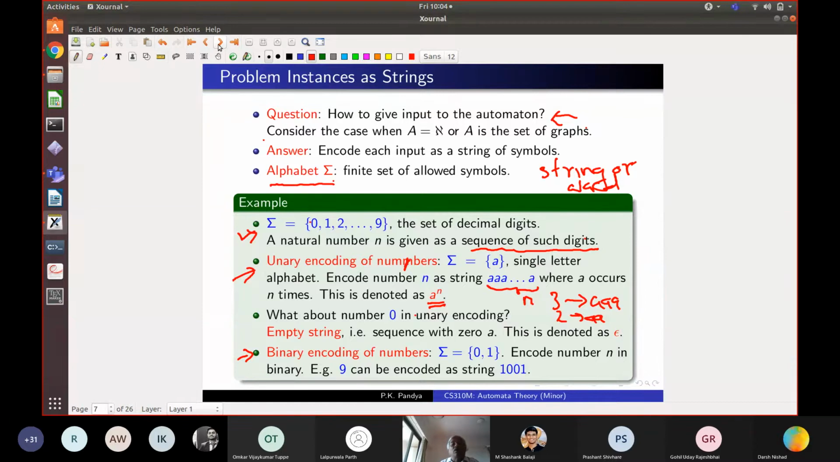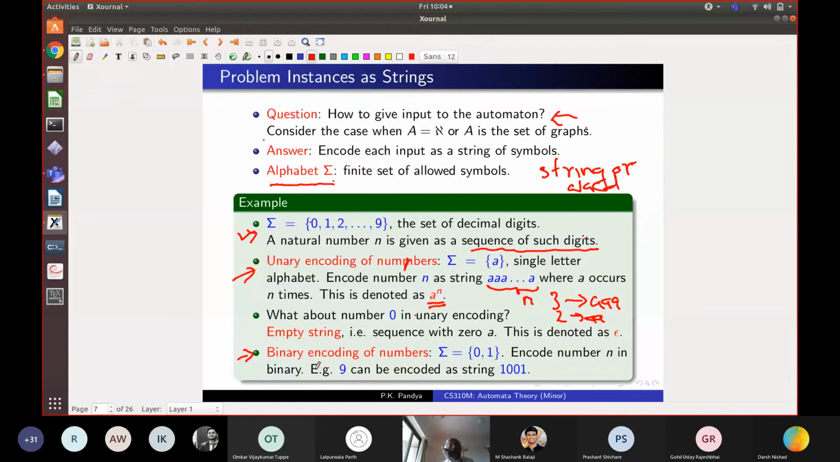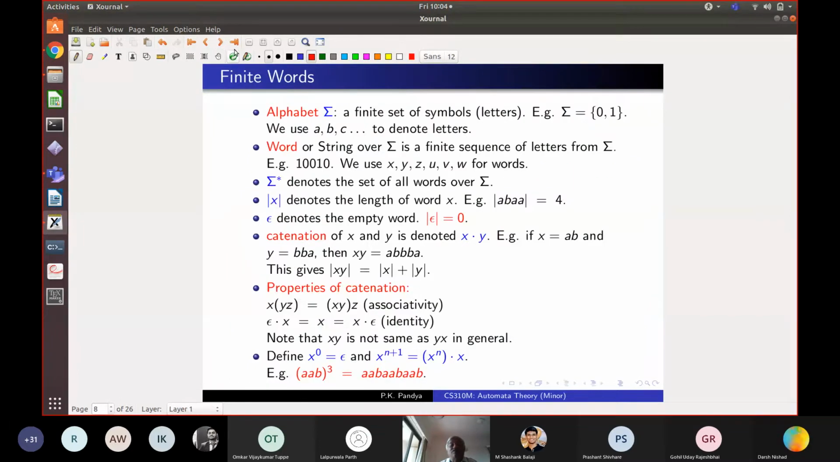Okay, now, for every problem that we want to formulate, we will give its alphabet, right? And then we will encode the instance as a string over that alphabet. So let me give you some examples.